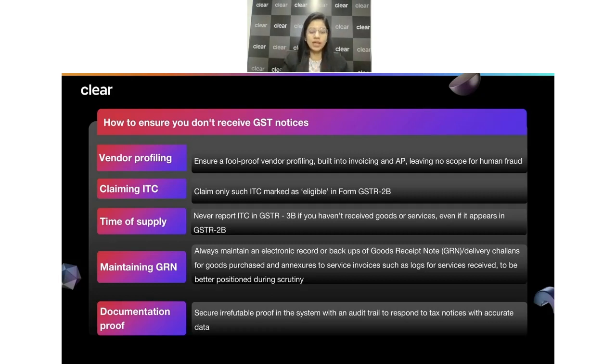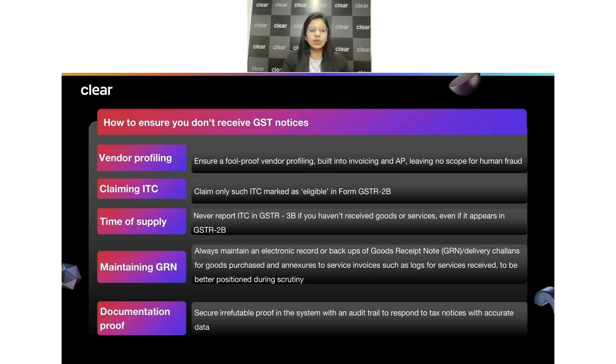Now let's talk about how we can make sure that we don't receive notices whenever there is a mismatch. Here, there was a circular issued, there was a notification issued, and after that they also issued a circular explaining how to report the ITC in our GSTR 3B.